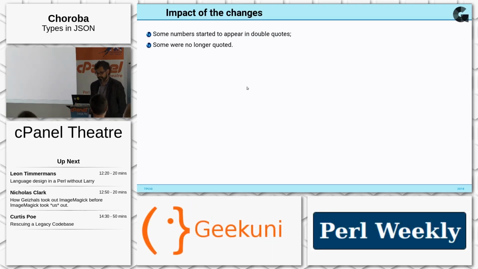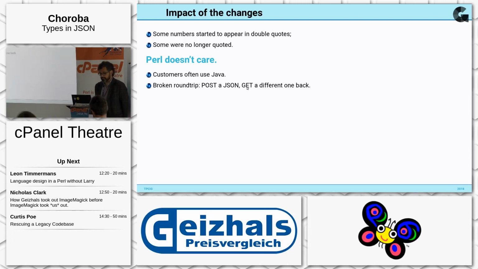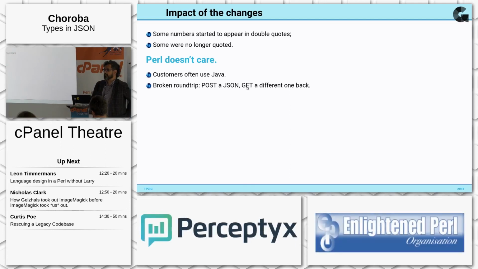So the impact of the changes was that some numbers started to appear in double quotes, while some others that had appeared in double quotes before were no longer quoted, which from Perl's point of view doesn't matter much. Perl doesn't care, but our customers use various languages, quite often Java or some other typed languages, and in these languages it could be a problem. Moreover, it broke a round trip. So if a customer posted a JSON to our API and they tried to get it back, the structure they got back was different. Some of the numbers were quoted differently. So this was a no-go for us. The upgrade was blocked for rather a long time, and we had to find a solution.